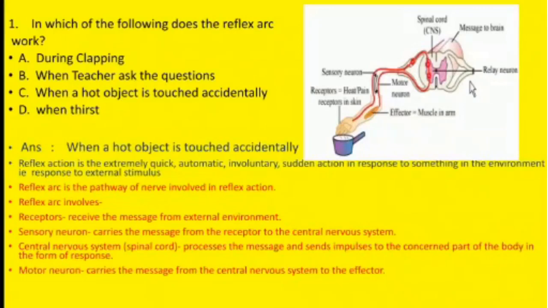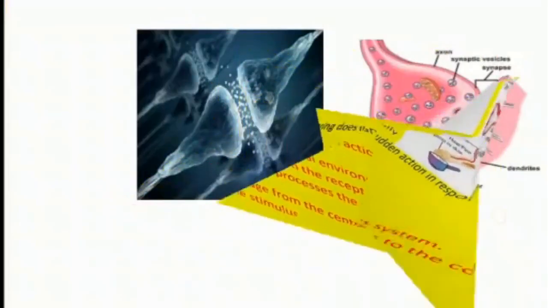So motor neuron carries the message from the central nervous system to the effector. Effector, it's the muscle in the arm, responds against the stimulus. So you move your hand very quickly.